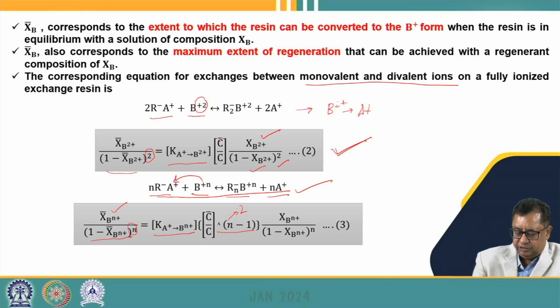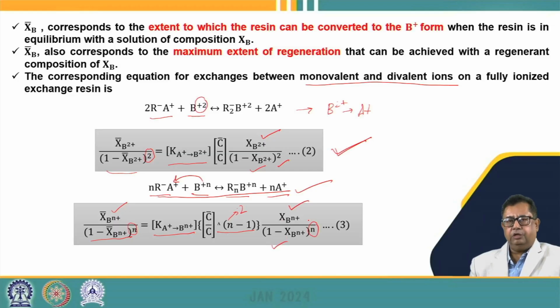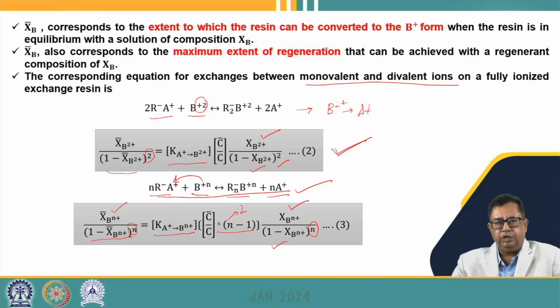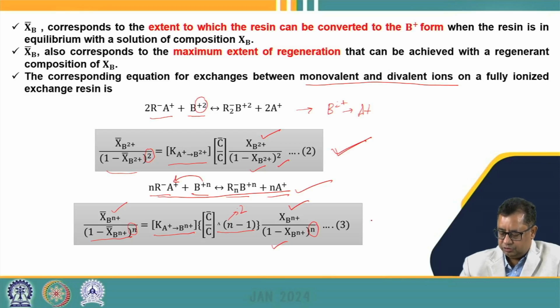That is why in the previous equation, equation 2, you can see C bar by C, whereas in this case it is C bar by C raised to power n minus 1. So we can say the fraction present in the solution and the fraction not present in the solution are raised to power n. Okay, so this may be your assignment also: you can solve the multivalent ions equation in a similar way to how we solved the monovalent ions case. So you can solve it and get this derivation. This can be one of your assignments.